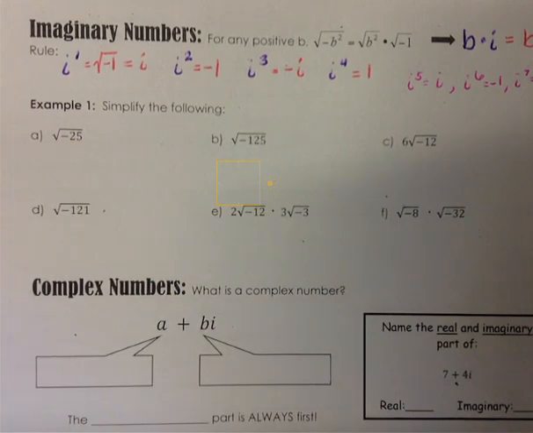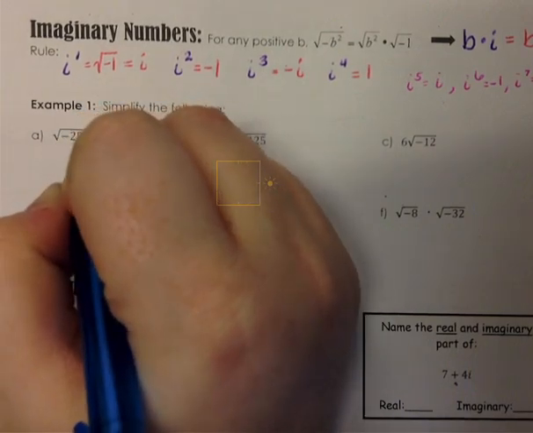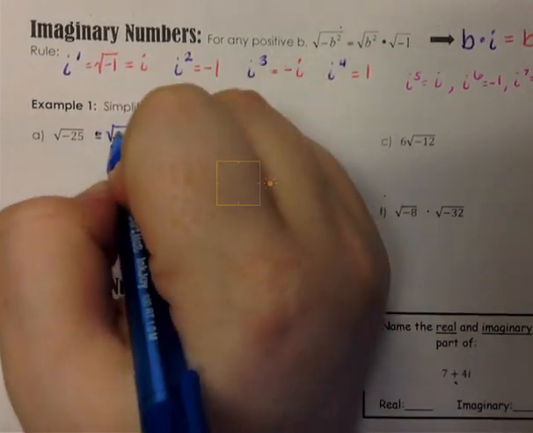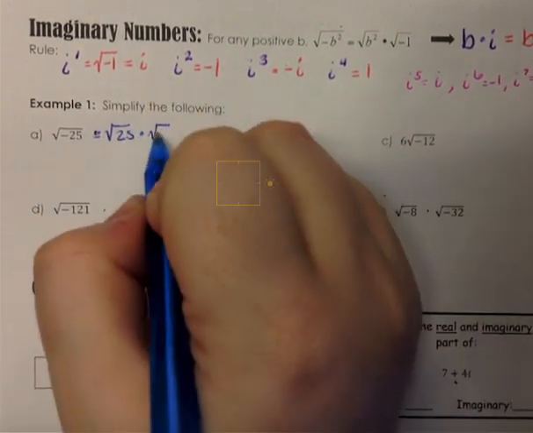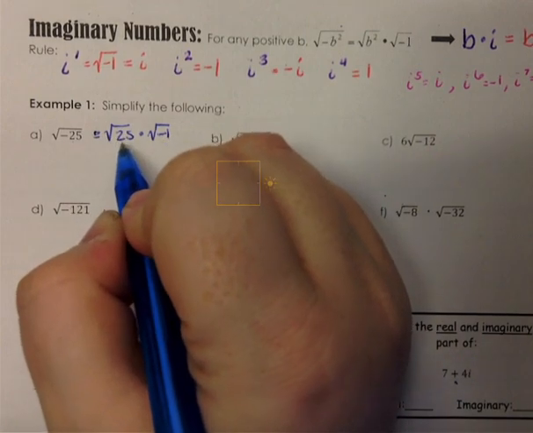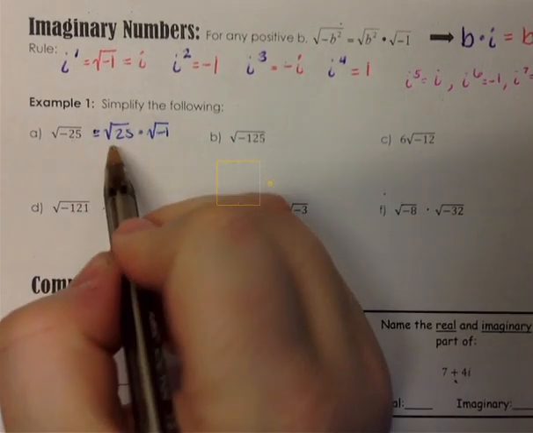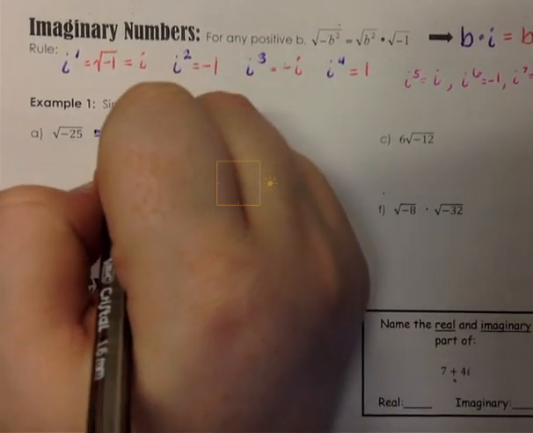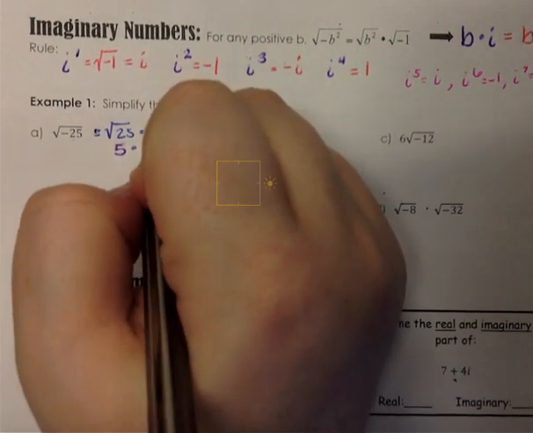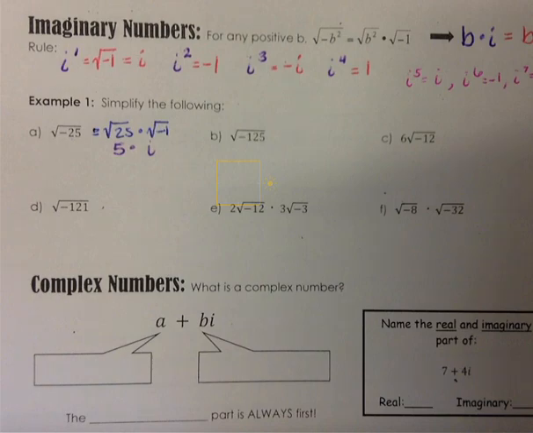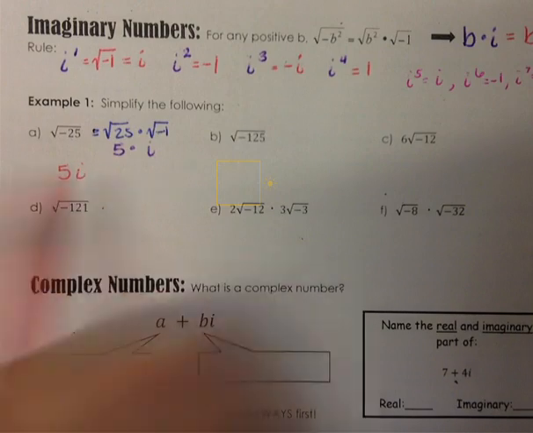What this really is, again, we want to split this up. This is the square root of, take the radicand, the actual number from the radicand, of 25, times the square root of -1. Because -1 times 25 is -25. Now we can simplify this. The square root of 25 is 5. So we put 5 times the square root of -1, which is i. So this just becomes 5i. So the square root of -25 is just 5i.